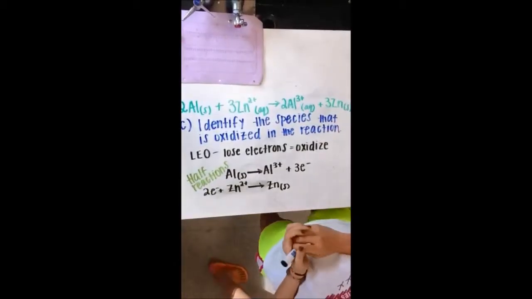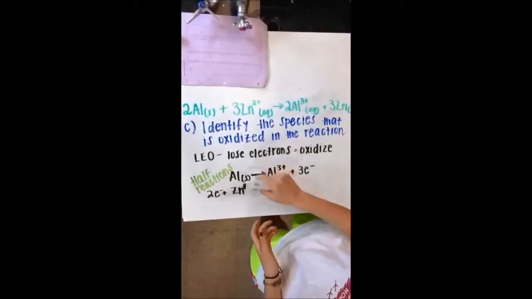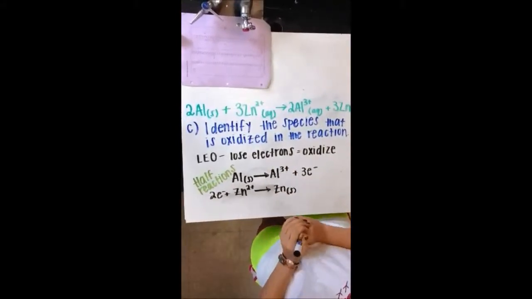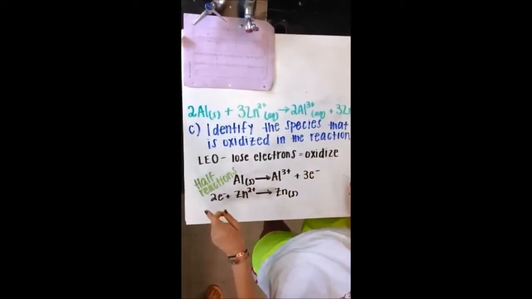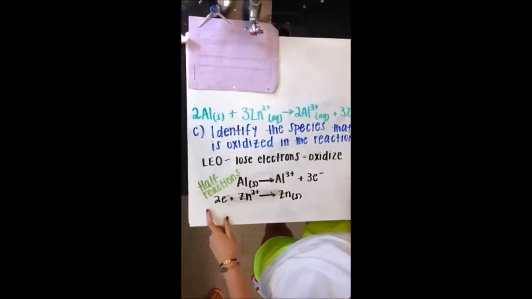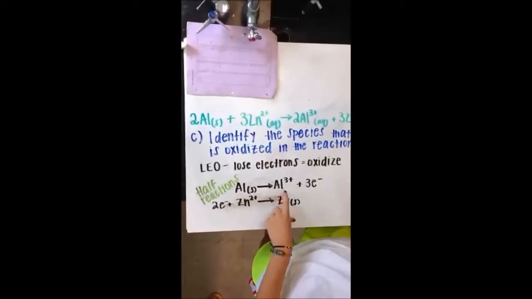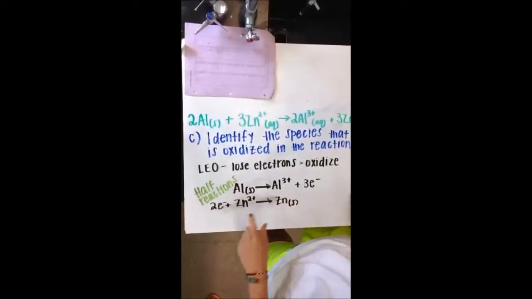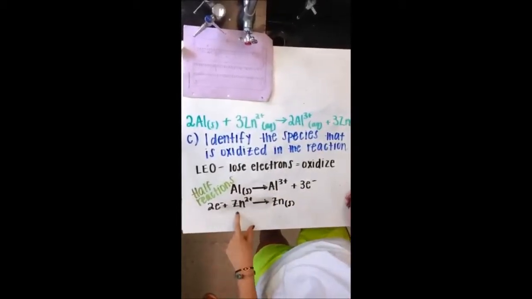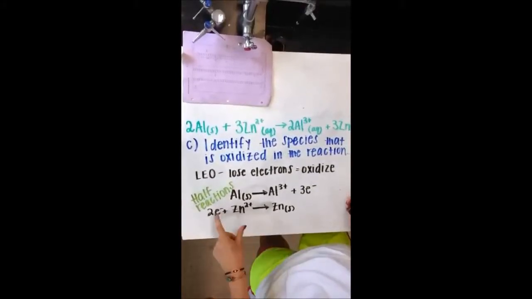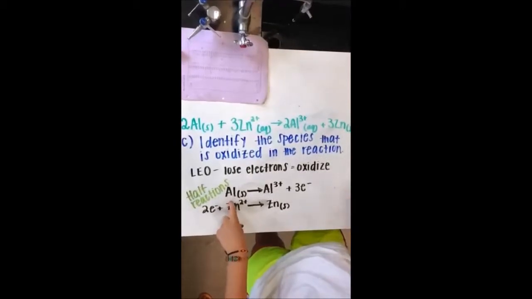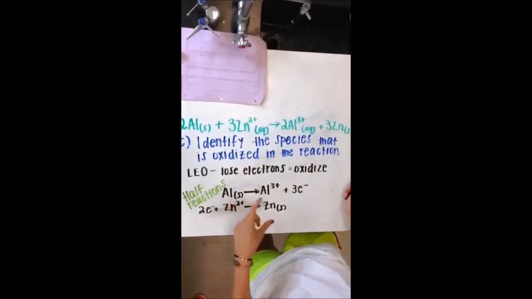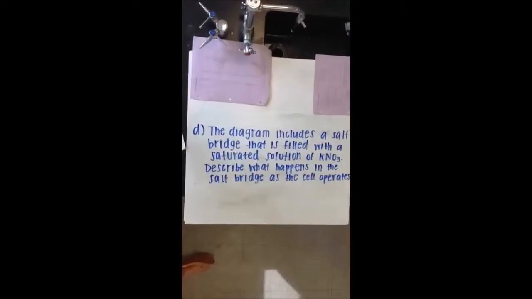Okay, so since we are trying to identify which species is being oxidized, we resort to LEO. Lose electrons means oxidation. So, according to the half reactions, we have aluminum solid gives aluminum 3+ plus 3 electrons, and we have 2 electrons plus zinc 2+ gives zinc solid. So as we can see from the half reactions, aluminum solid is the species that is oxidized because it is giving away electrons.